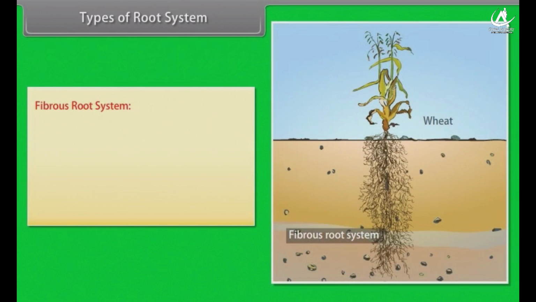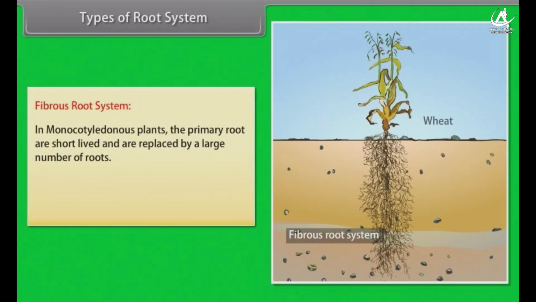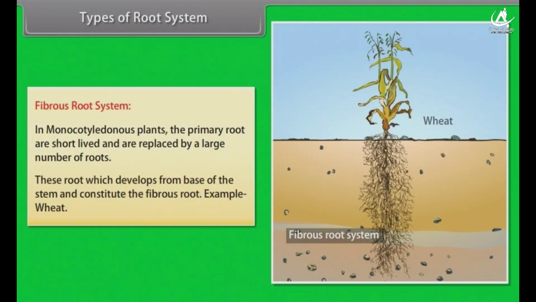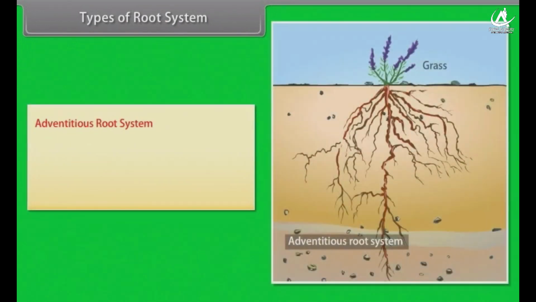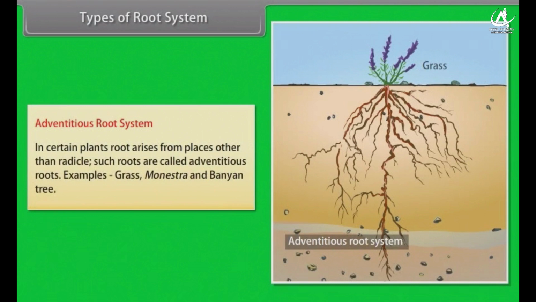Fibrous root system. In monocotyledonous plants, the primary root is short-lived and is replaced by a large number of roots. These roots, which develop from the base of the stem, constitute the fibrous root. Example, wheat. Adventitious root system. In certain plants, roots arise from places other than the radicle. Such roots are called adventitious roots. Examples, grass, monstera and banyan tree.